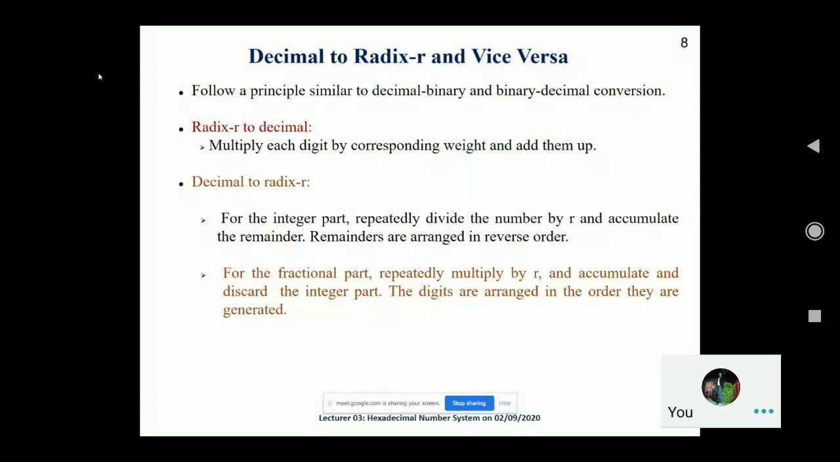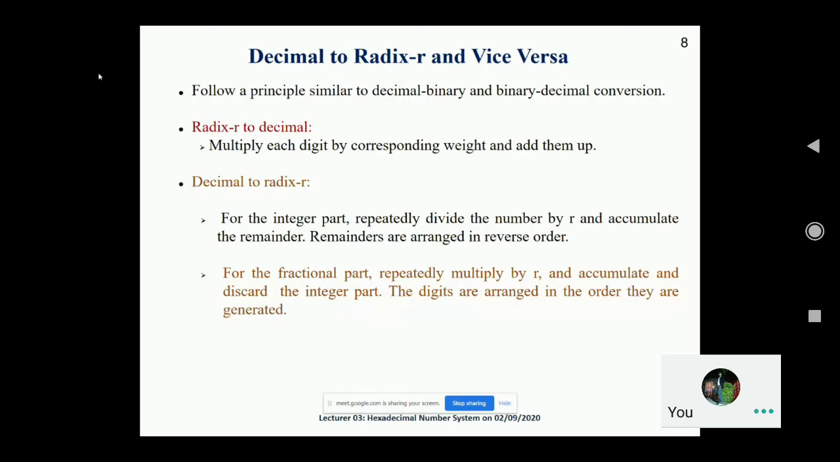But when we are converting decimal to radix R, for the integer part, we repeatedly divide the number by R. Suppose decimal to octal, then the decimal number is divided by 8, and when the remainder is less than the divisor, we can stop. For the fractional part, remember, for the integer part we are dividing, and for the fractional part we are multiplying by R. R means the base or radix.